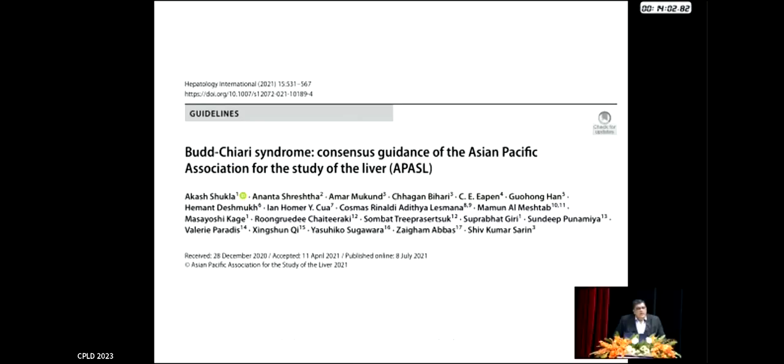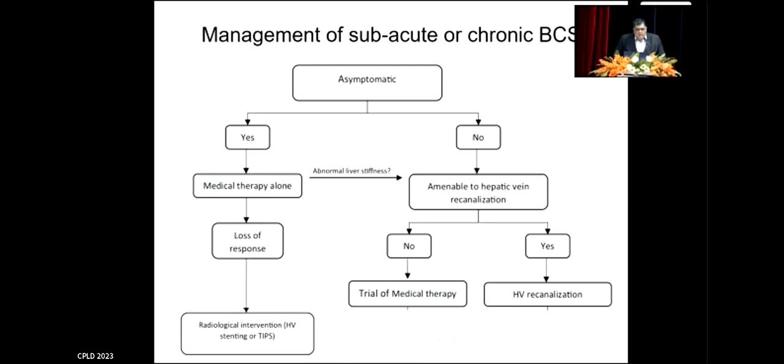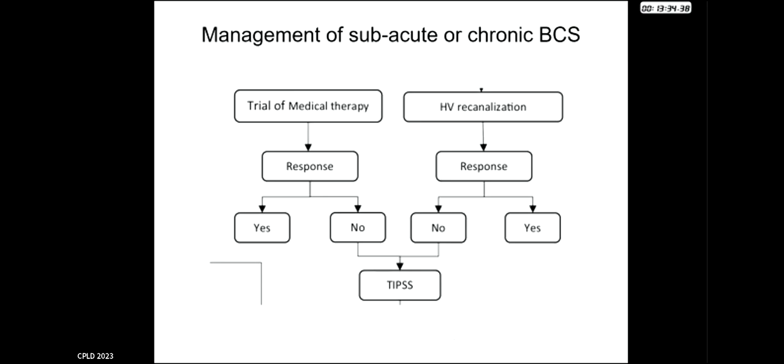And therefore, this impacted the Budd-Chiari appraisal guidelines, where the algorithm changed from simple stepwise to: only in patients who are asymptomatic will you treat with medical therapy alone. Those who are symptomatic, if they are amenable to hepatic vein recanalization, should go directly for the hepatic vein recanalization procedure. And only those where TIPS would be required, you can give a trial of medical therapy, and those who don't respond, you can go for TIPS.